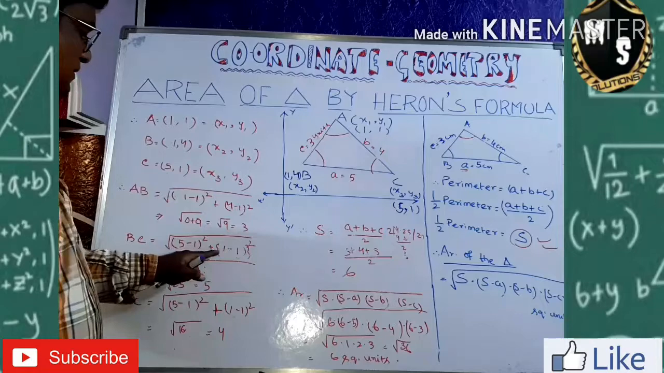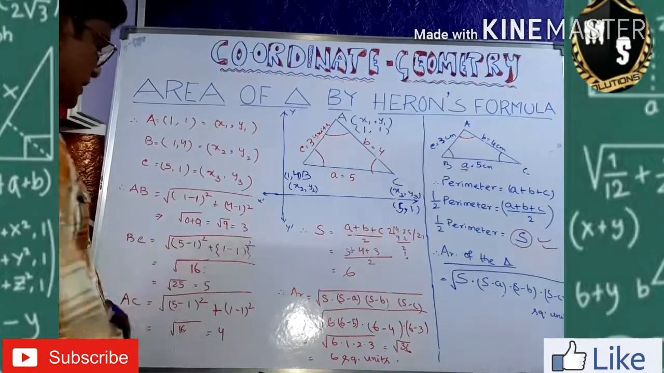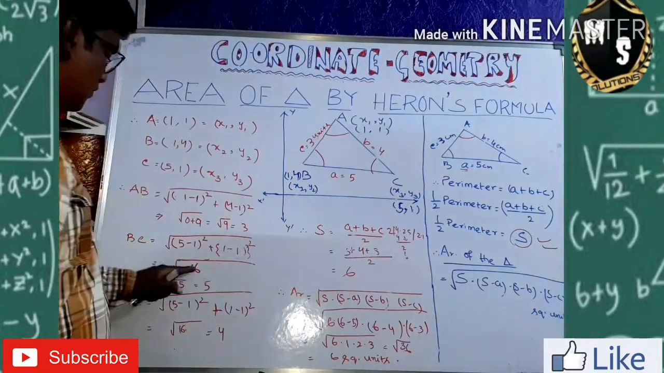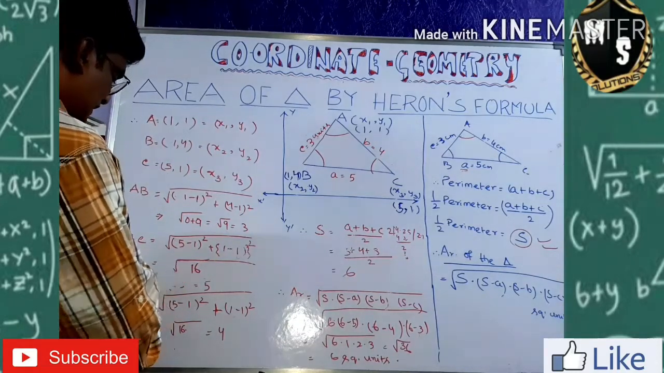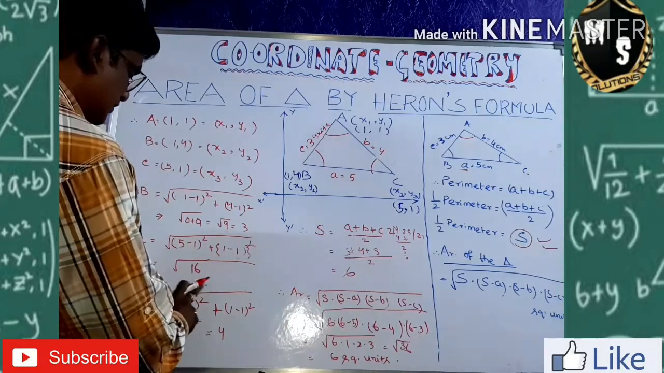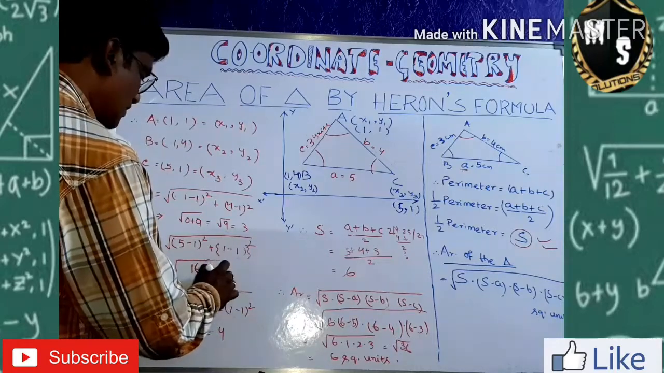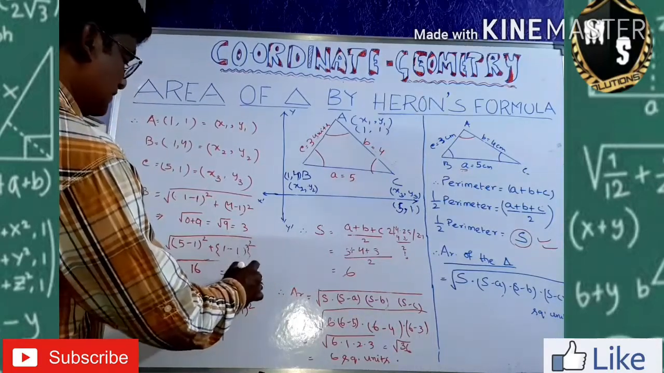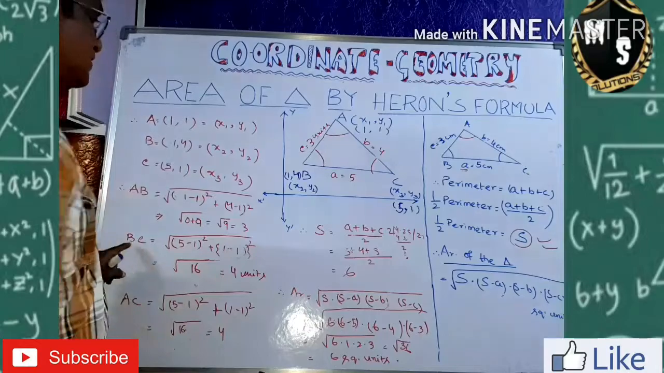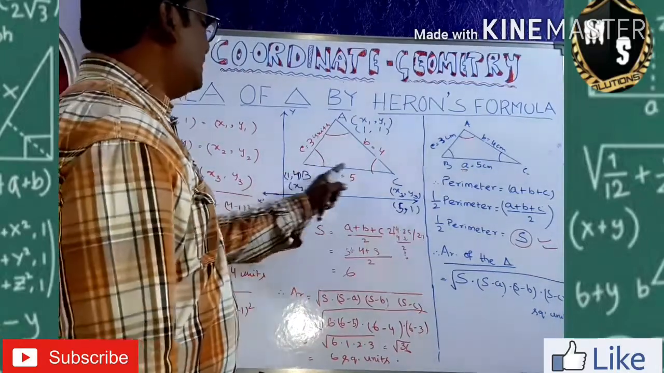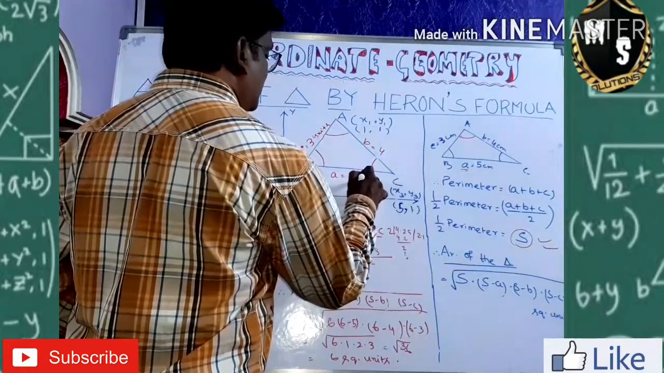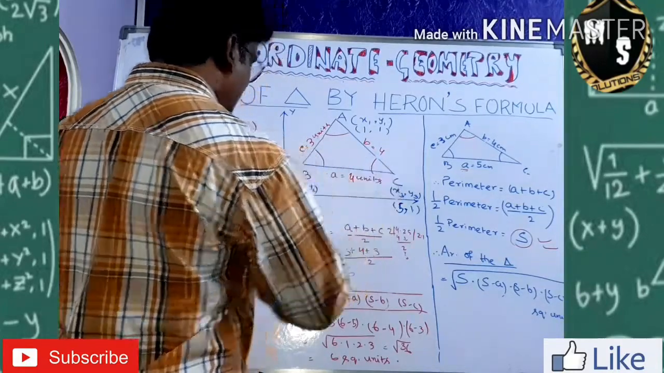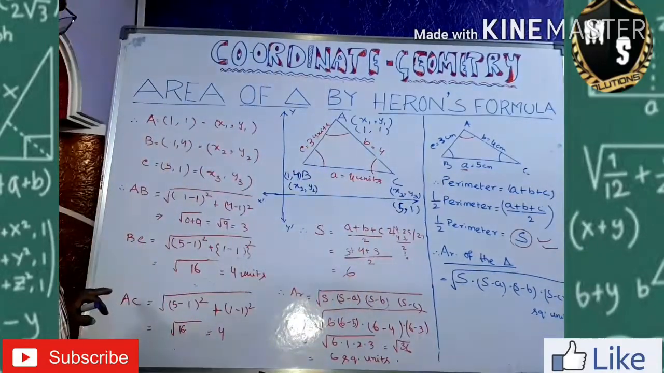Okay. Now plus 1 minus 1, 0. 0 square, it is 0. So no need to write. So square root of 16 is giving you 4. That is equal to 4 units. Clear? Now you see what is your BC? B to C, it is coming here 4 units. Please write here 4 units.